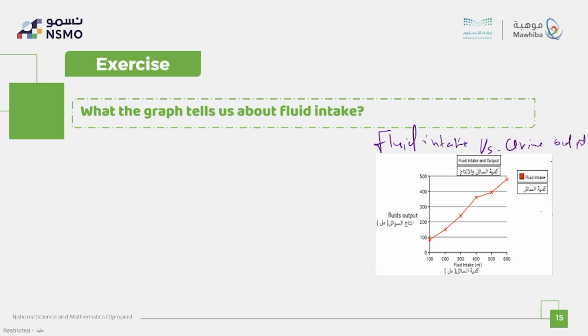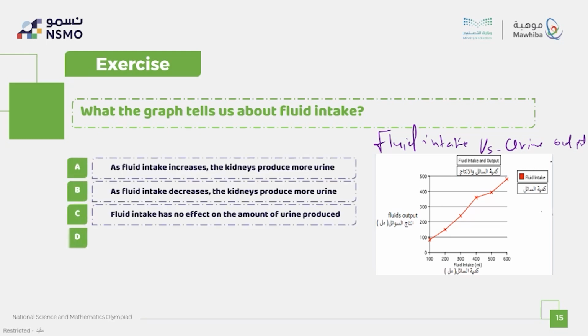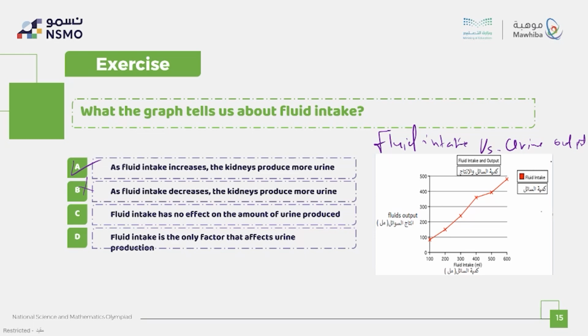So, let's go through the options here. Option 1: as fluid intake increases, the kidneys produce more urine. And that's what the diagram shows. That's right, because it matches the graph. And B: as fluid intake decreases, the kidneys produce more urine. This is wrong. Why? Because it's the opposite of the graph.